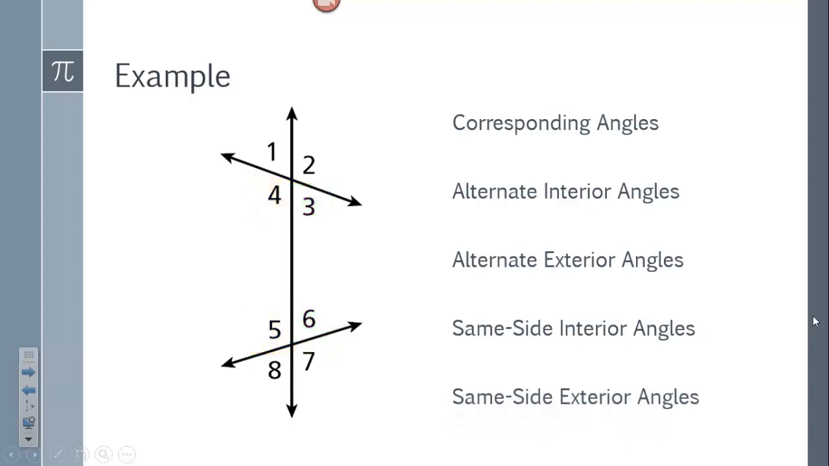And this wasn't in the last slide, but we also have something called same side exterior angles, which hopefully is self-explanatory. 1 and 8 are same side exterior, and 2 and 7 are also same side exterior angles.